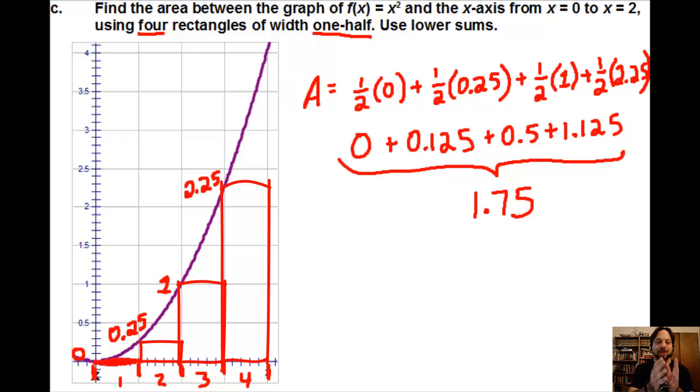Now, you might be asking yourself, okay, that's a lower sum approximation. Clearly, the area under the curve is more than 1.75. So perhaps what we should do is, instead of rising up to when we first hit the function, maybe we should rise up to where we next hit the function. That will give us what we call an upper sum, and that's what we're going to take a look at now.